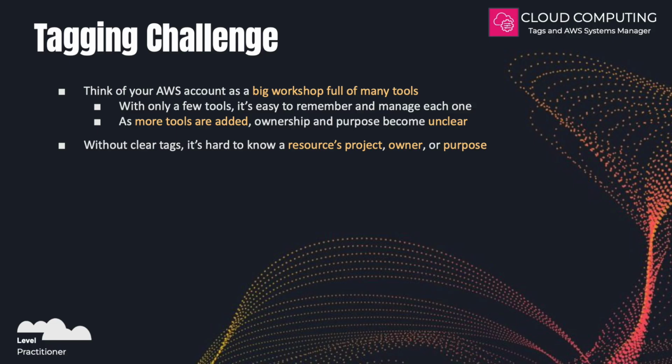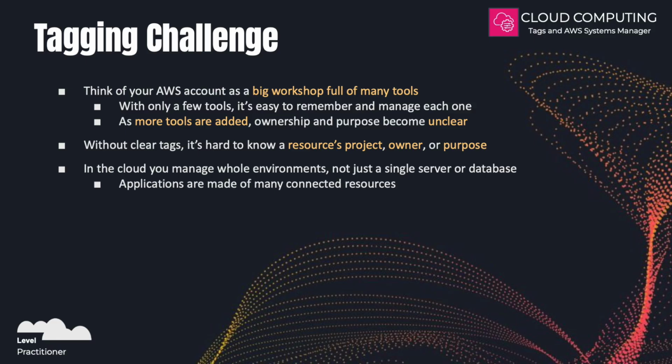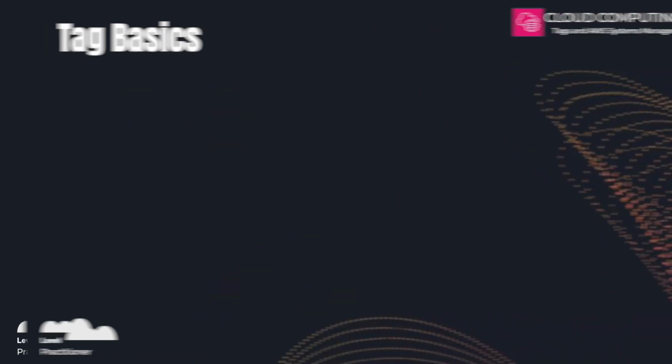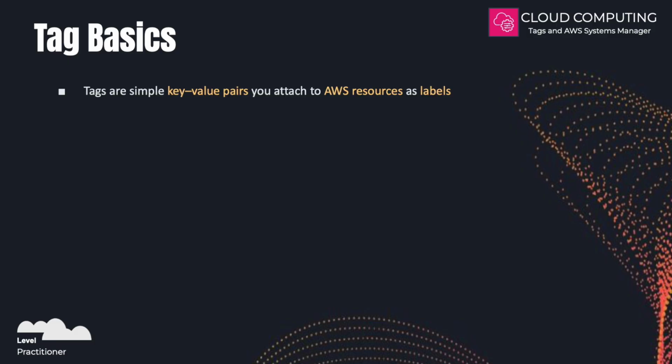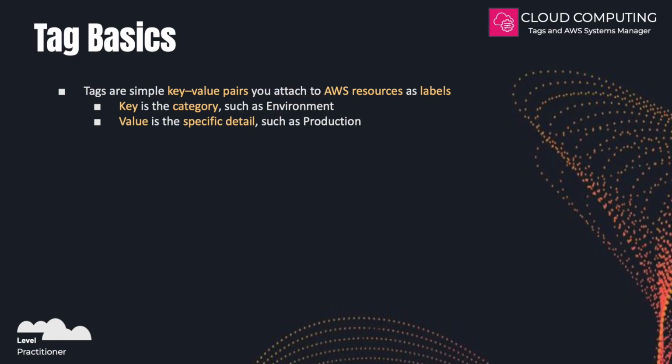In the cloud, you're usually not managing just a single server or database. You're managing whole environments and applications made up of many connected resources. Tags are simple key value pairs that you attach to your AWS resources. You can think of each tag as a small label with two parts: the key, which is the category, and the value, which is the specific detail of that category. For example, environment equals production.